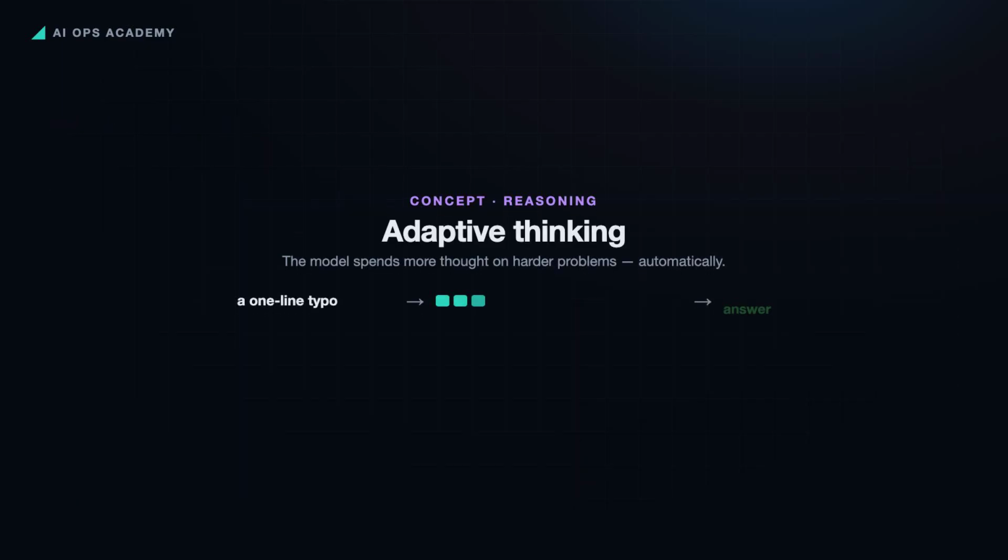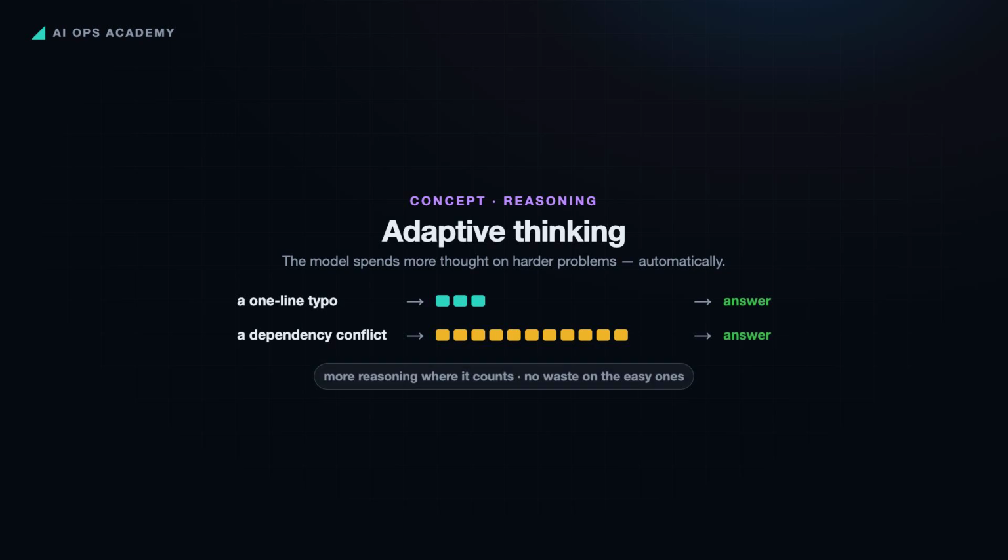You'll also notice thinking, set to adaptive. Modern models can reason before they answer, a kind of internal scratchpad. Adaptive thinking lets the model decide how much reasoning each problem deserves. A one-line typo gets a quick answer. A tangled dependency conflict across several packages gets more thought. You get better answers on the hard cases, without paying for deep reasoning on the easy ones.